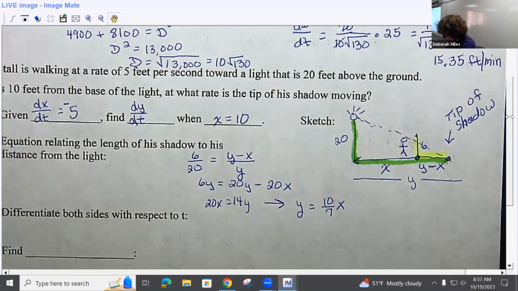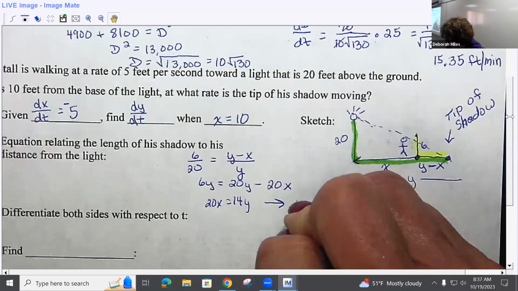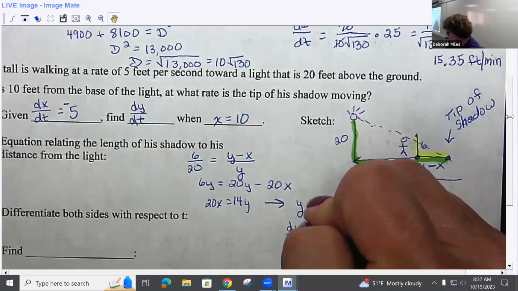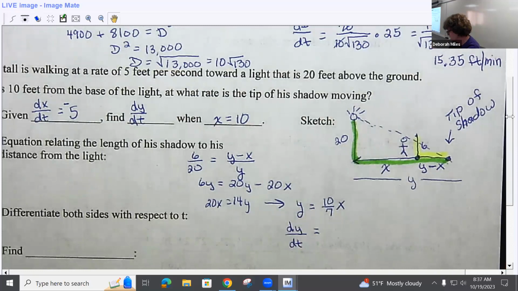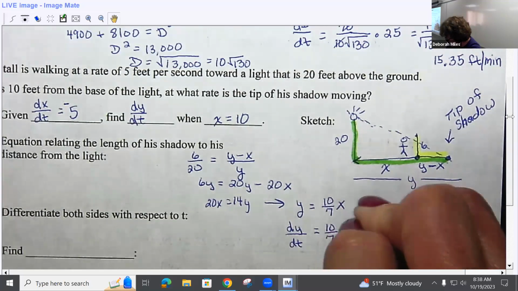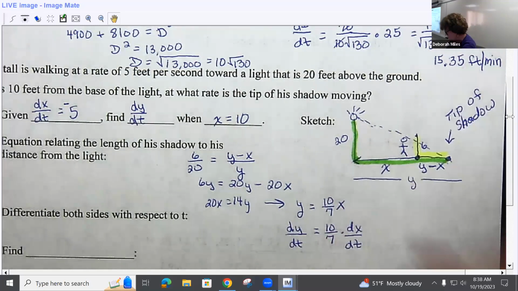Differentiate both sides with respect to t. We have the change in y with respect to t equals what on the right-hand side? 10/7 dx over dt. Yep. Any questions? What's the derivative of x? I know that, but don't we have to have an x term at the end to plug x equals 10 into? But we don't.